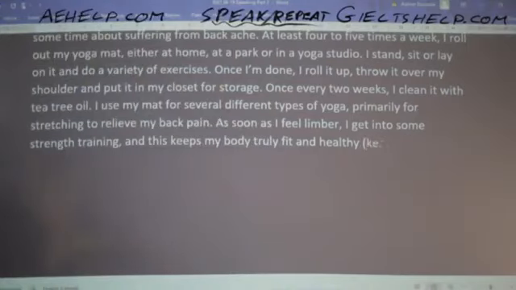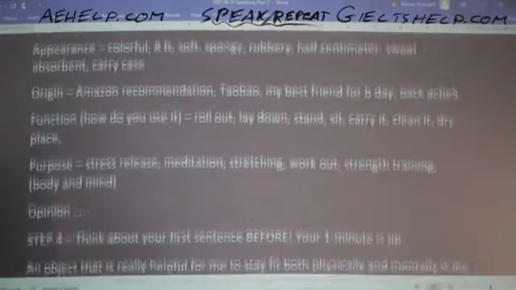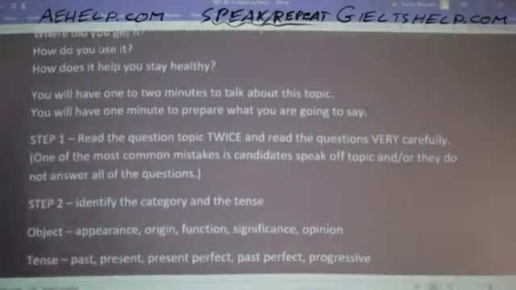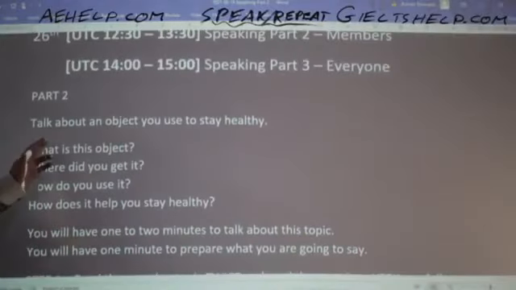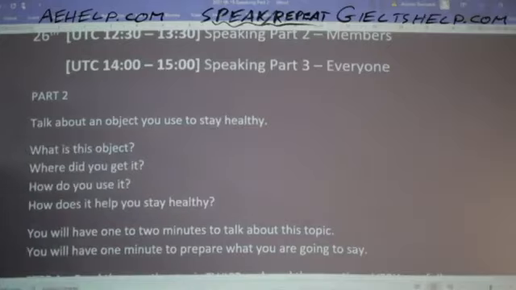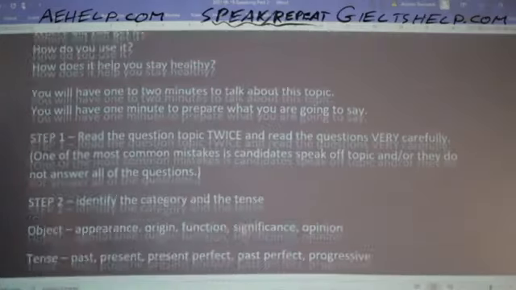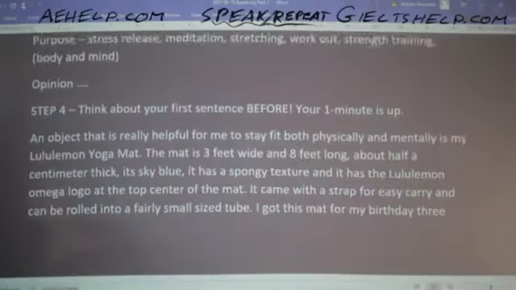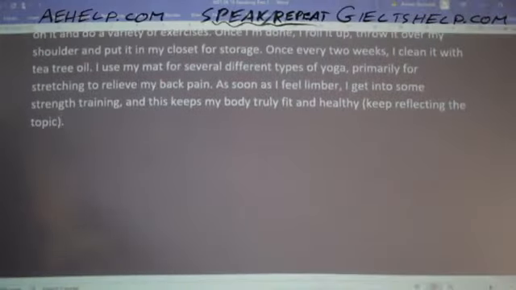Okay. A great trick to get a high band score is keep reflecting the topic. Don't overdo it. Okay. That will be awkward. But do it, at least a couple of times. So the topic of the cue card, and somebody just asked what was it, is talk about an object you use to stay healthy. It's a really good idea to reflect back on that topic. Okay, all right.